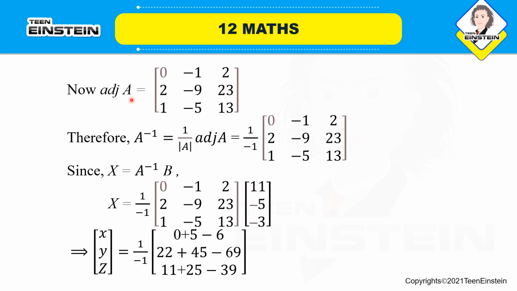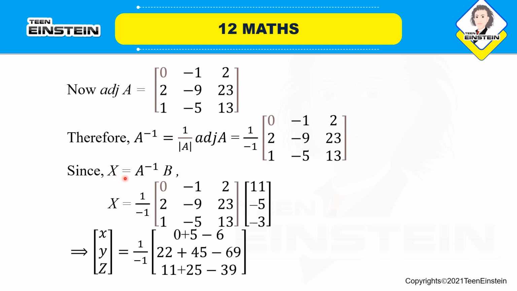Therefore, adjoint A: the first row is the first column, the second row is the second column and the third row is the third column of the cofactor matrix, that is, its transpose. So 0, 2, 1, minus 1, minus 9, minus 5, 2, 23, 13. Therefore, A inverse is 1 by determinant A into adjoint A. The determinant A value we have already calculated. It is minus 1. So minus 1 into adjoint A is 0, minus 1, 2, 2, minus 9, 23, 1, minus 5, 13.